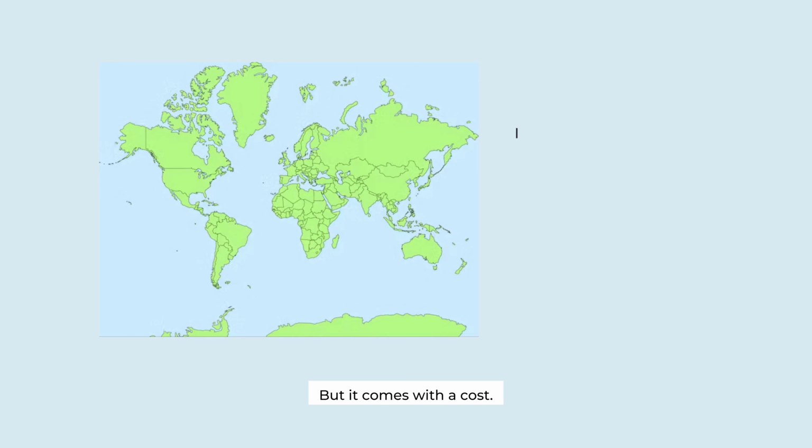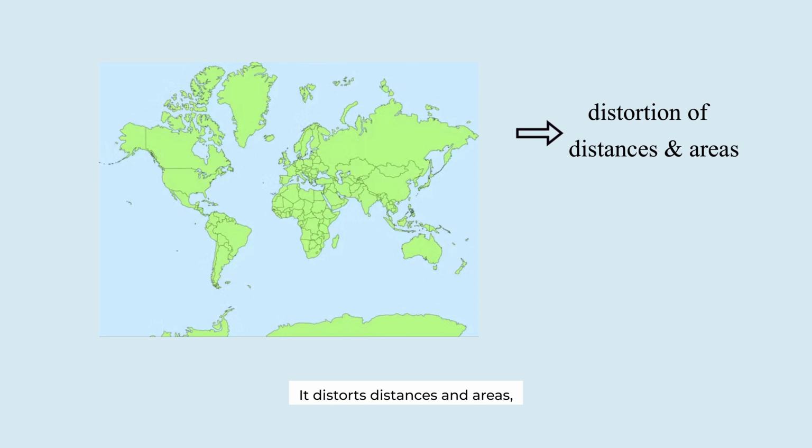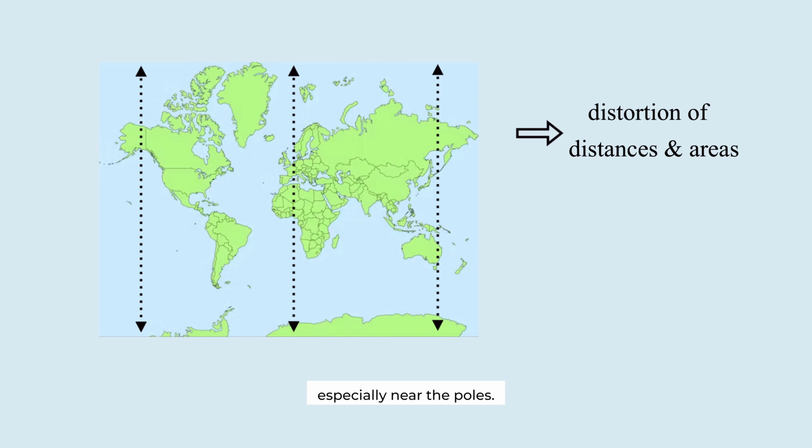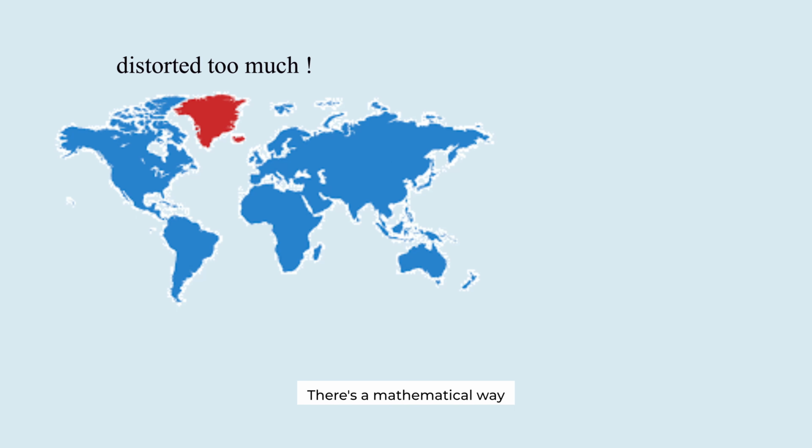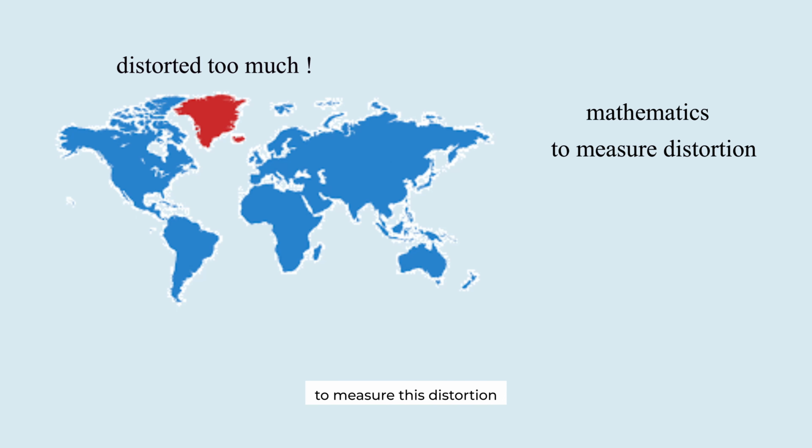But it comes with a cost. It distorts distances and areas, especially near the poles. Greenland is the poster child for Mercator distortion. Here's the cool part. There's a mathematical way to measure this distortion called the scale factor.